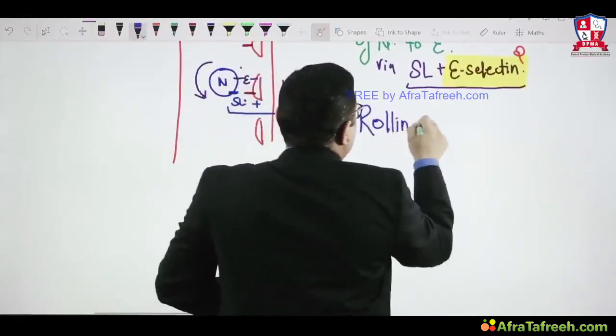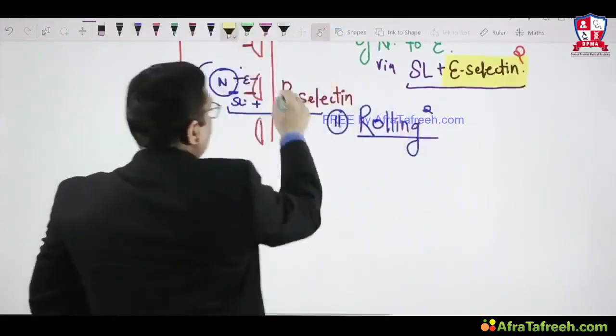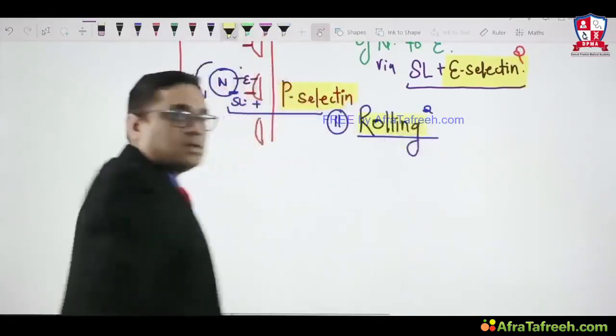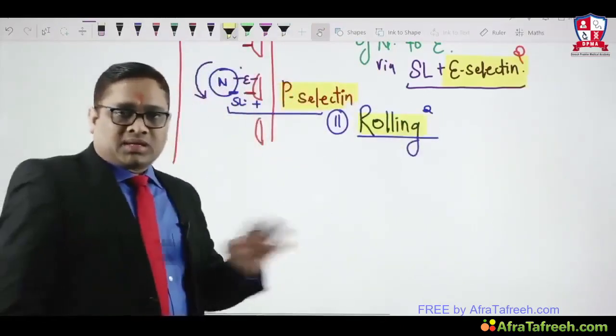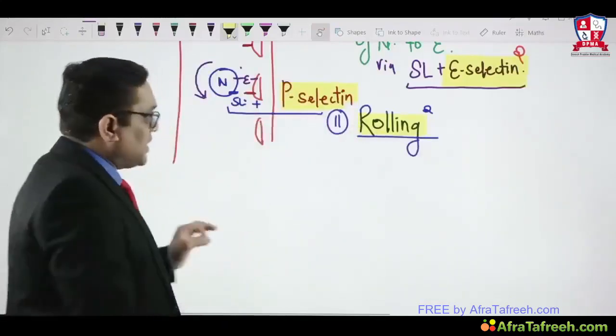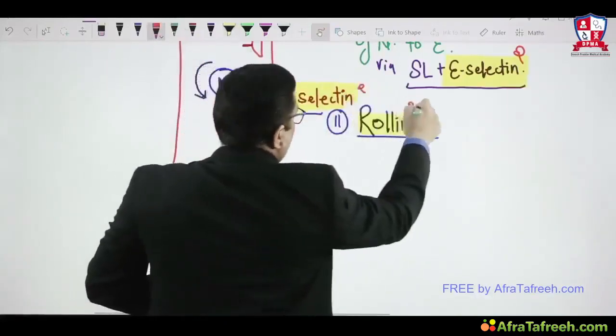This is another important thing which the examiner asks in exams: what is the function of P-selectin? So always remember, P-selectin is for rolling only. Rolling only, nothing else. That is another important older All India question, right? So P-selectin is for rolling only.